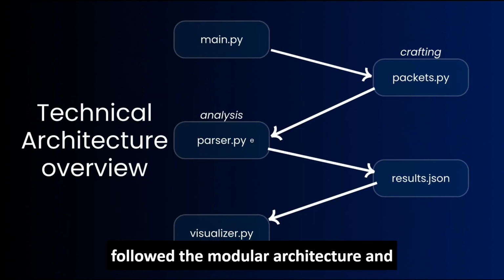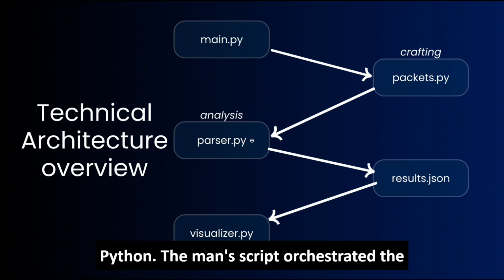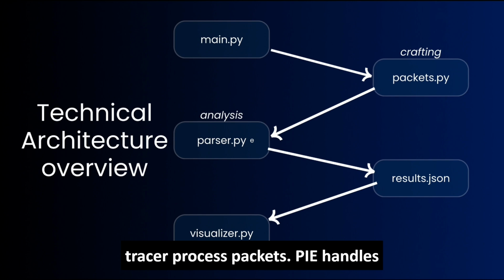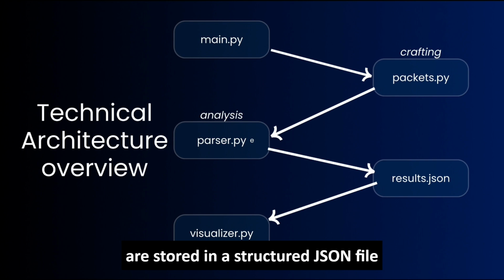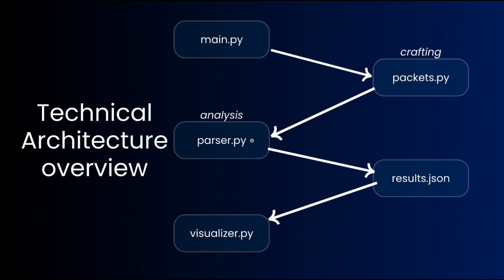We followed a modular architecture in Python. The main script orchestrates the traceroute process. Packets.py handles packet creation using Scapy, and parser.py processes responses to identify hops and extract metadata. The results are stored in a structured JSON file, which is then used by the visualizer.